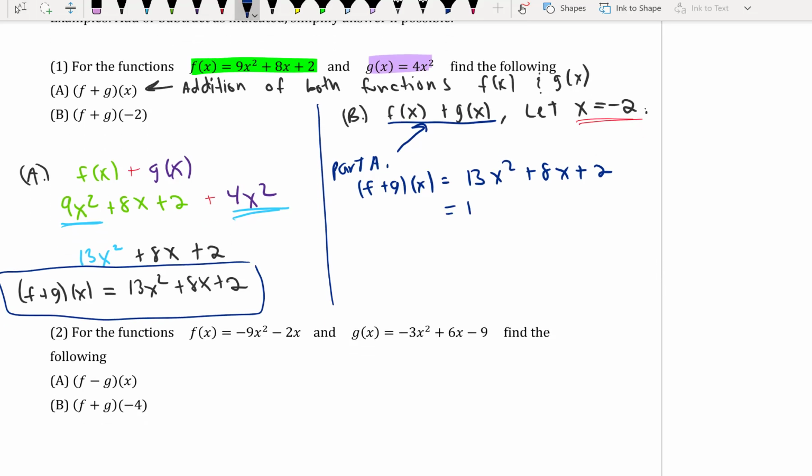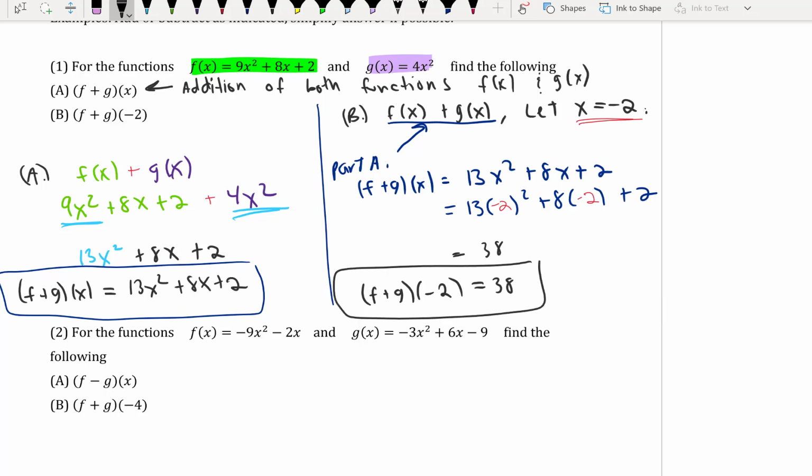So, okay, I have my 13 plus my 8 plus 2. And that value that you're plugging in is going to be a negative 2. So then from here, you just plug that into your calculator. So 13 times negative 2 squared plus 8 times negative 2 plus 2 is going to equal 38. So then from here, I can say that my f plus g of negative 2 is equal to 38. And that's going to be my final answer.